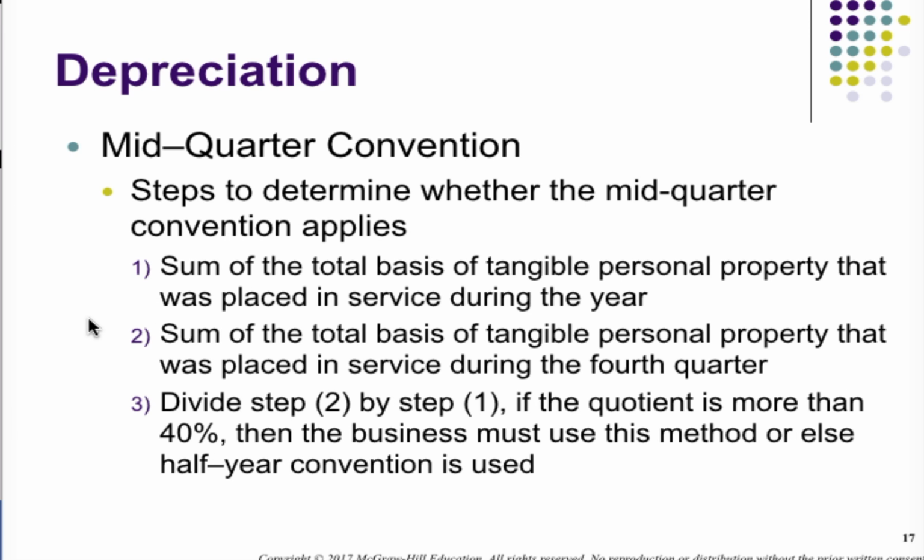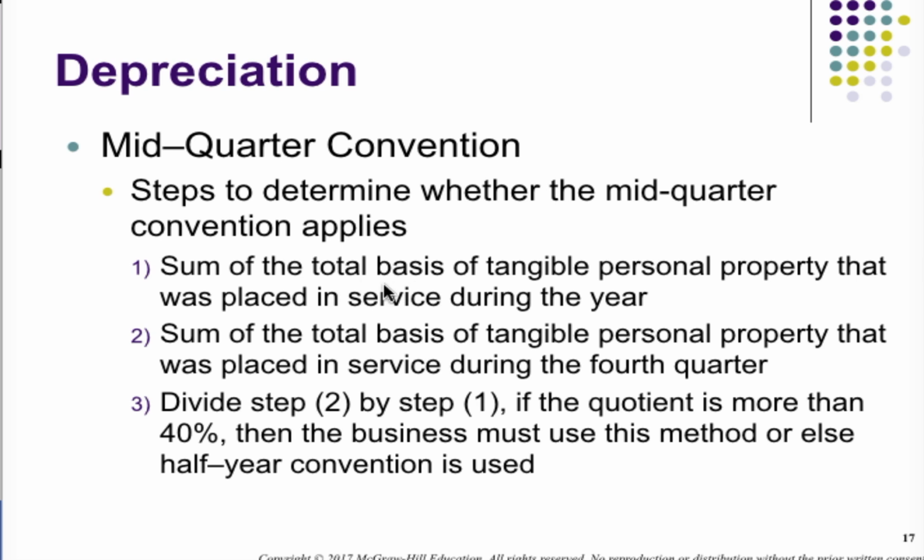But depending on how you answer these three questions here, you may have to use the mid-quarter convention. Under the mid-quarter convention, you look at which quarter the asset was placed in service, and regardless of what point within that quarter it was, we assume the asset was placed into service at the midway point through the quarter. You don't get to choose between these two methods. You have to use the mid-quarter method if, after following these steps, you determine that it has to be used. Otherwise, you have to use the half-year convention.